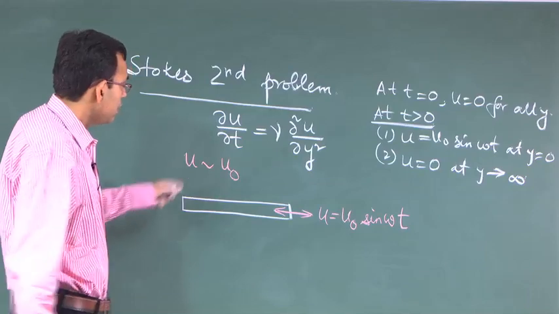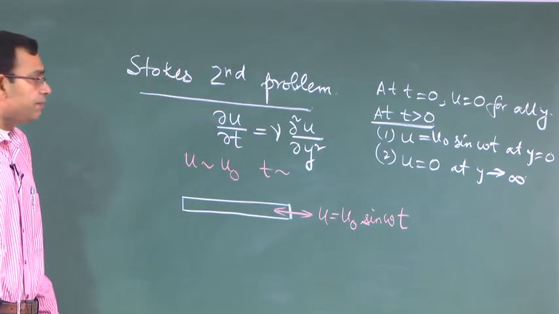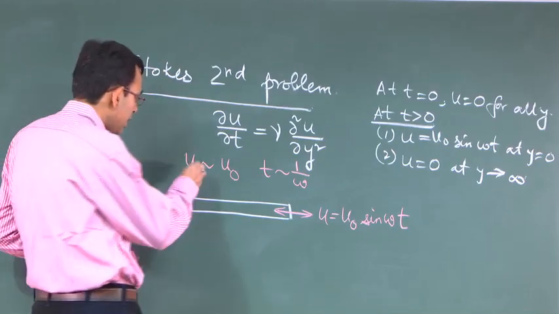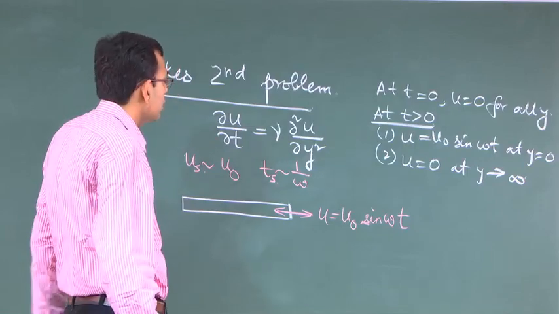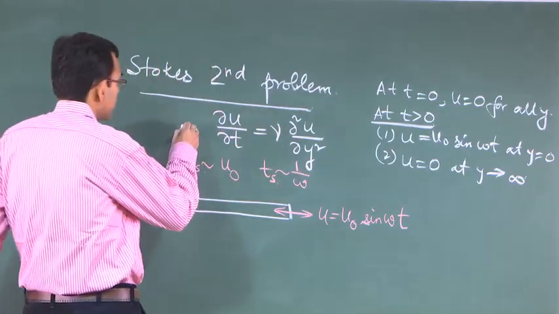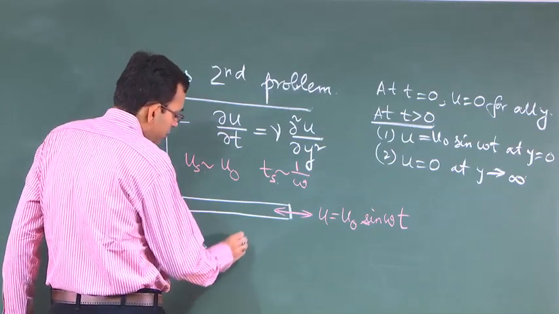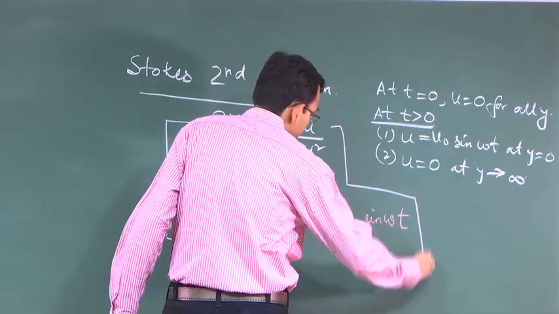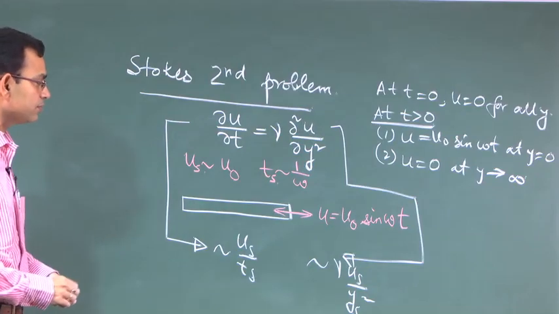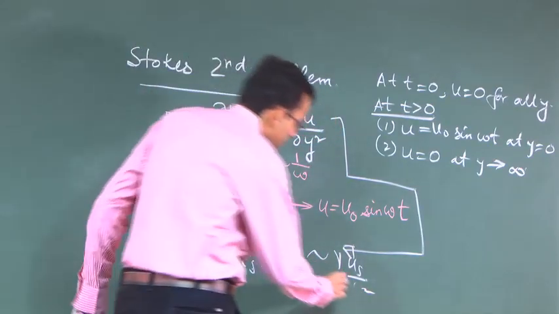So, u scales with u 0, and t scales with, now we know the time scale imposed on the problem, which will govern the physics of the problem. So, T scales with 1 by omega. Let us write U S and T S. Now, from a scaling analysis of this equation, you will understand what the y scale is. The scaling of the time derivative term is U S by T S, and the scaling of the diffusion term is nu U S by Y S square. Y S is the so called delta in the previous problem, so let us write delta to keep parity with the notations we have been using so far.